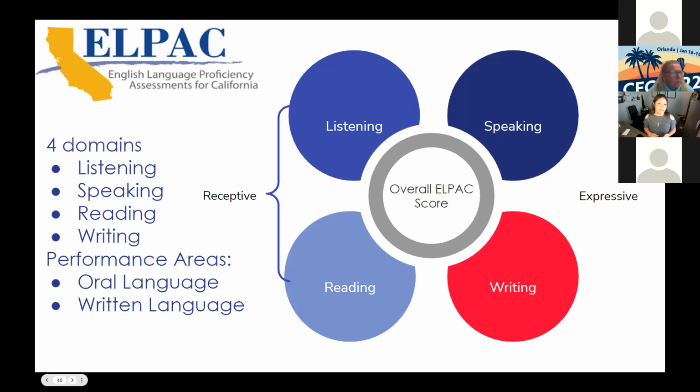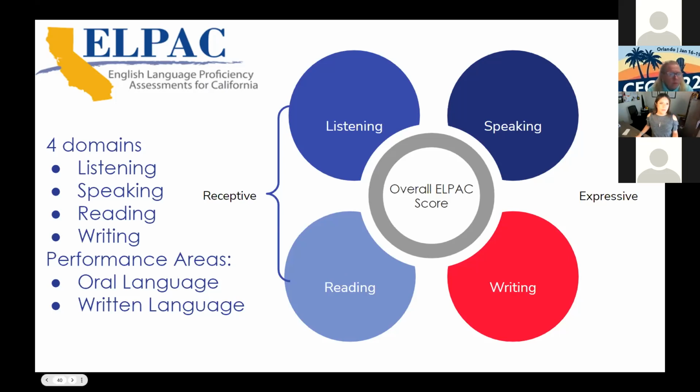The LPAC is aligned with the ELD standards, the 2012 ELD standards, and it consists again of the two ELP assessments, the initial and the summative. As we can see from this graphic, there are 4 domains that are assessed: listening, speaking, reading, and writing. These can be developed and read further through receptive and or expressive, or through its performance areas: oral language, which is listening and speaking, and written language, which would be reading and writing. Next slide.